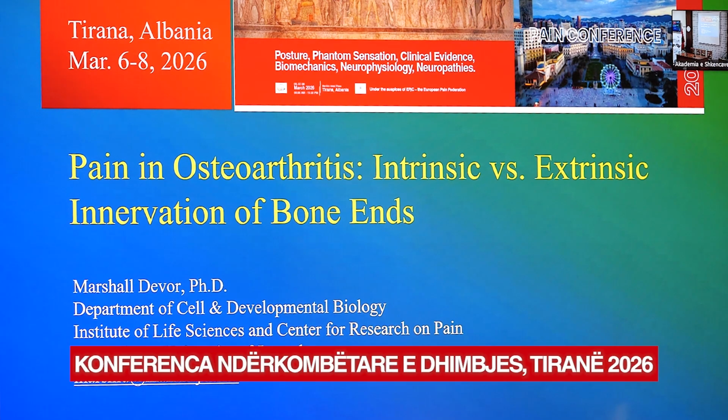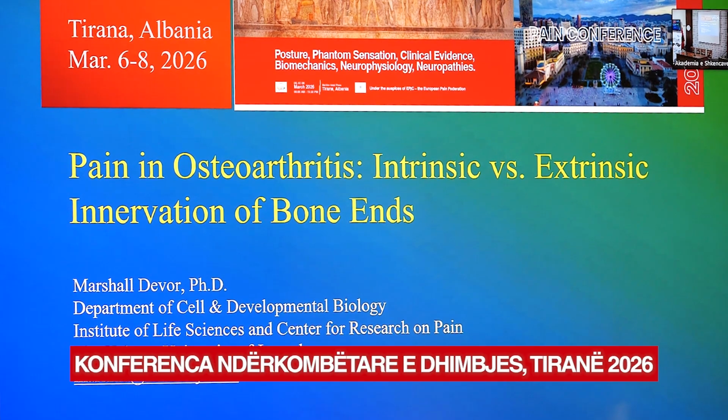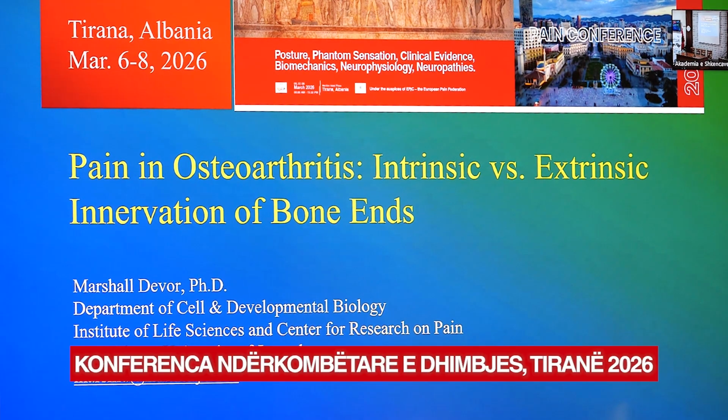instead pain in osteoarthritis. And the main point I'm going to try to make is that there are two quite different forms of innervation of the bone ends in the knee joint. One usually thinks about the extrinsic innervation as what is important. I'm going to try to make the point that it's the second type of innervation, intrinsic innervation, that is really important for pain in the case of osteoarthritis.